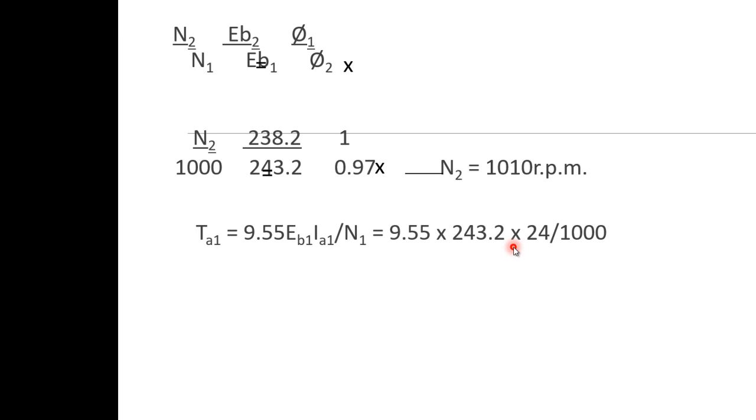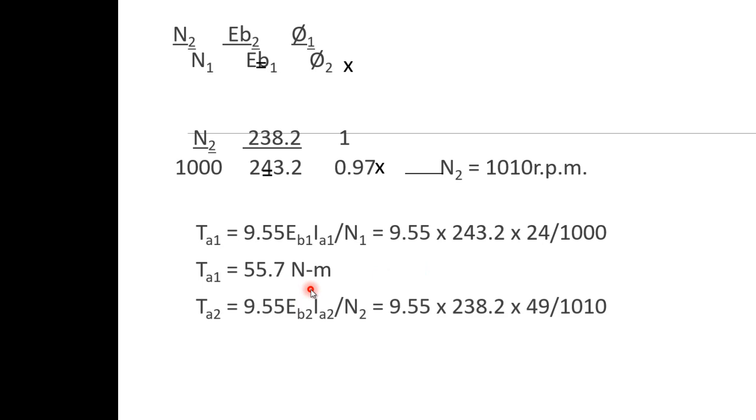And the torque Ta1 is equal to 9.55 Eb1 Ia1 by N1, which is equal to 9.55 into 243.2 into 24 divided by 1000. So we will get 55.7 Newton meter. So for Ta2, directly we can substitute the available values. So Ta2 is equal to 110.4 Newton meter, not rpm, Newton meter. Okay. So these are the two torques at a change. This is the initial torque and this is the final torque.